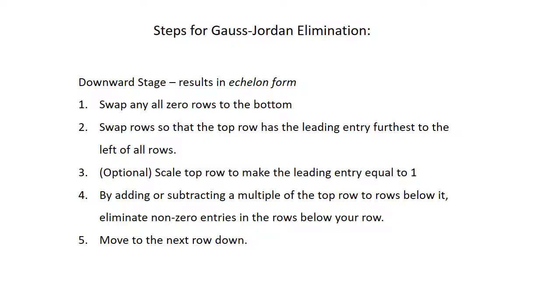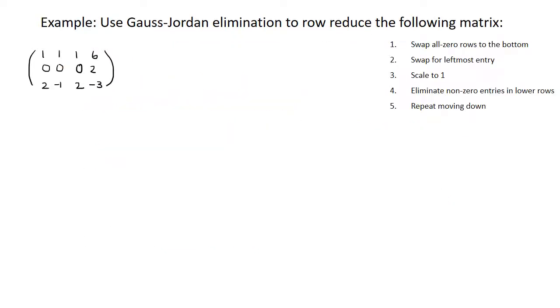And finally, we're going to move to the next row down and continue this process. Once we've completed a row, we will not touch it again. So let's look at an example. We're going to practice the downward stage on the following example. So we take a look at this.